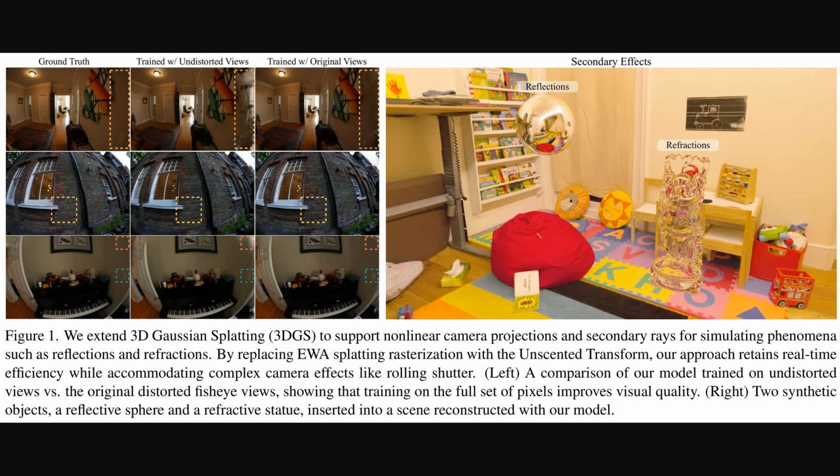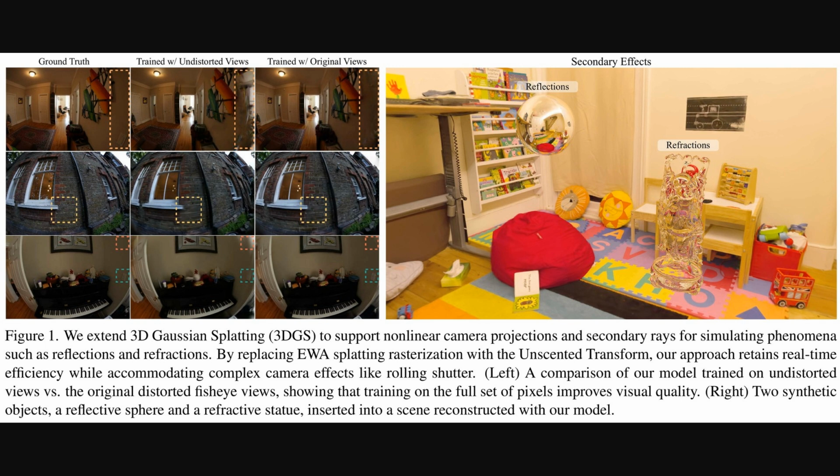Okay, so let's look at Figure 1 here. It really shows off what 3DGUT can do. On the left, you can see comparisons using distorted camera views, like those fisheye examples. It shows that training with the original distorted views, using their method, gives better results compared to trying to use undistorted views first. And then on the right, this is where it gets interesting.